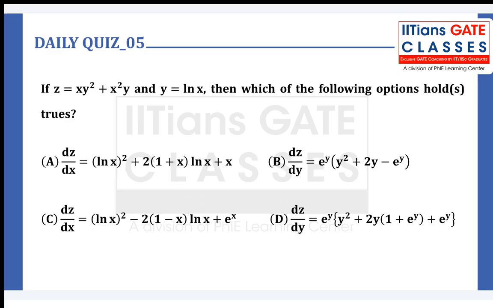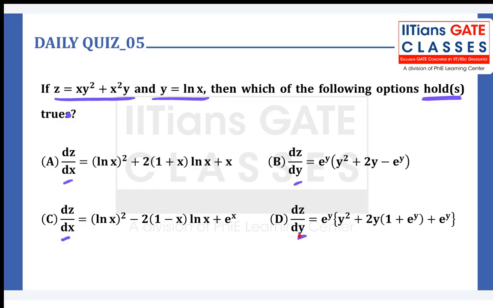So we have this function z, which is again a function of x and y. Okay, xy square plus x square y, and y is also a function of x. So in this case, which of the following options holds? There is no s required here. So what they're asking is to find either del z by del x or del z by del y.